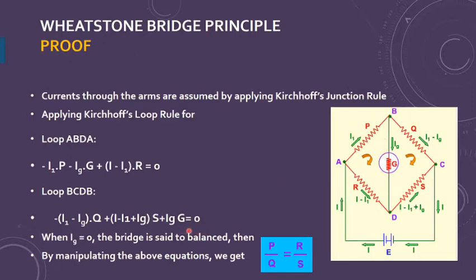Now what Wheatstone said is that if Ig is equal to 0, it means no current is passing through this galvanometer arm BD. Then you can put the value of Ig as 0 in both these equations, and if you divide the first equation by the second equation, you will get P upon Q equals R upon S, because this G gets multiplied with Ig, which is 0. Wherever Ig is involved, that term will become 0, and this is simple mathematics. You can find that P upon Q equals R upon S.